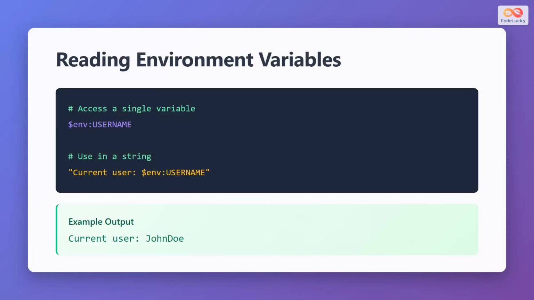Accessing environment variables in PowerShell is straightforward. To read a single variable, simply type $env followed by the variable name, for example, $env:username. You can also embed these variables directly into strings for easy output. For instance, the command "current user $env:username" would display something like current user John Doe. This makes it easy to retrieve and use system information in your scripts.